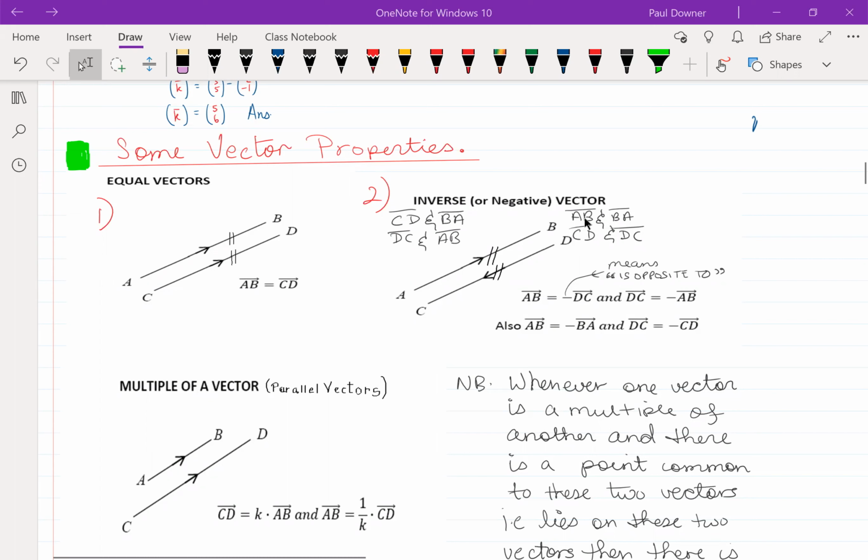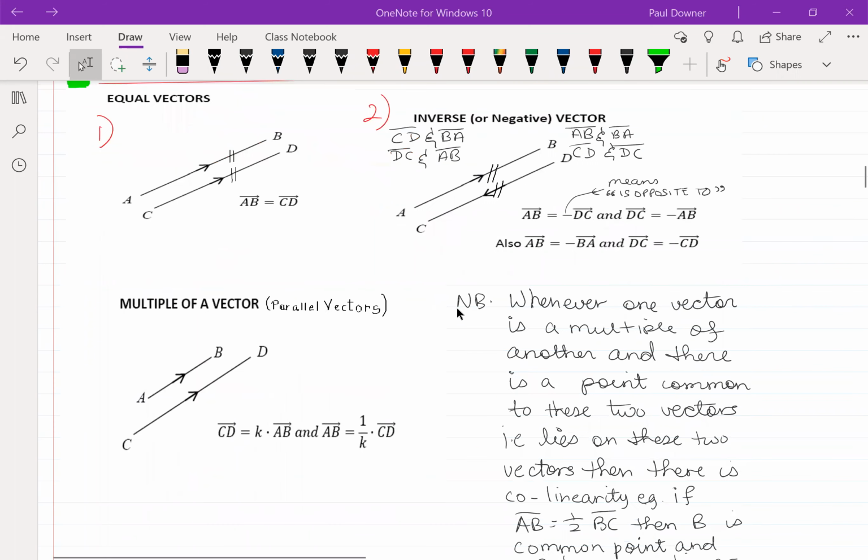Let's go across here. AB and BA are inverse vectors because AB is going one way and BA is going in the completely opposite direction. CD and DC. CD is going this way and DC is going in the completely opposite direction. So we say that they are also inverse vectors.